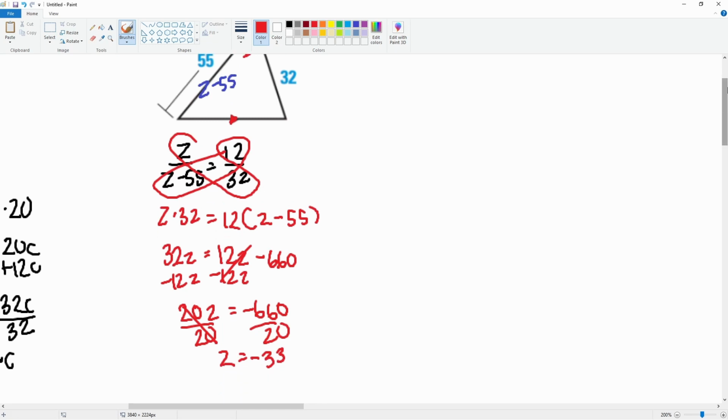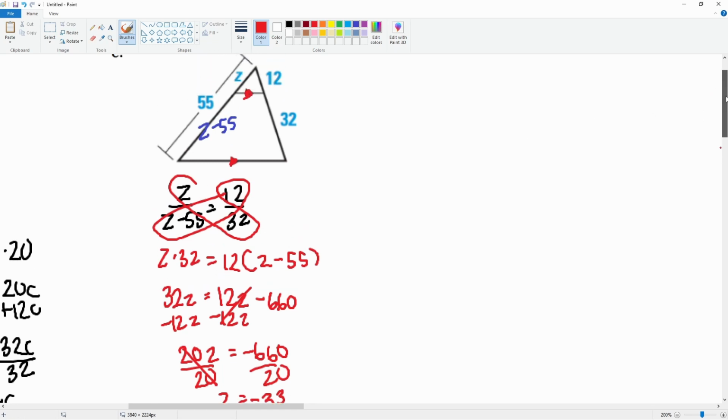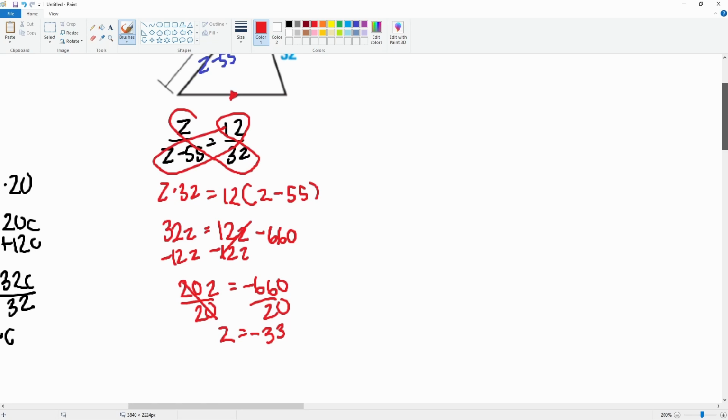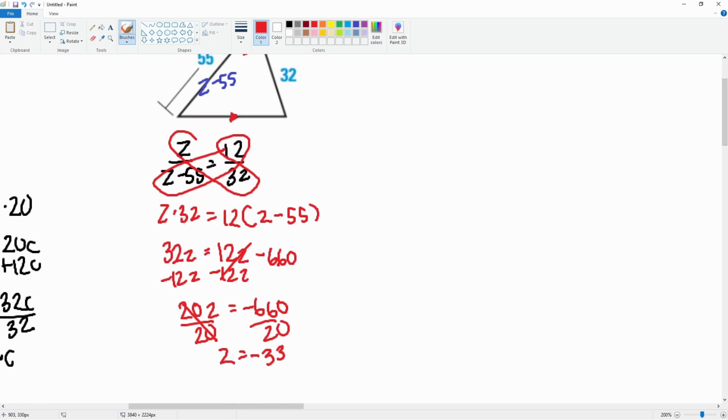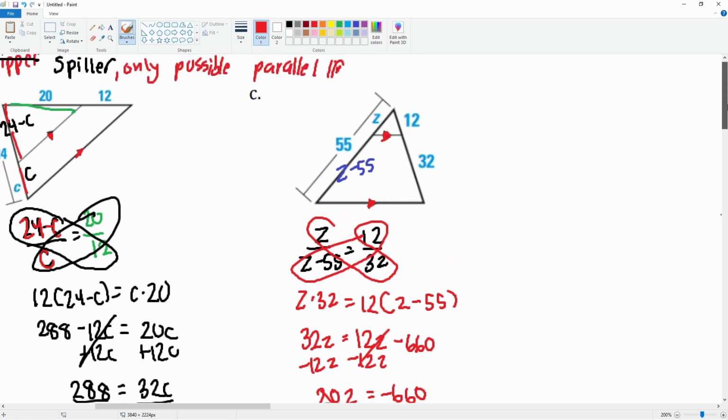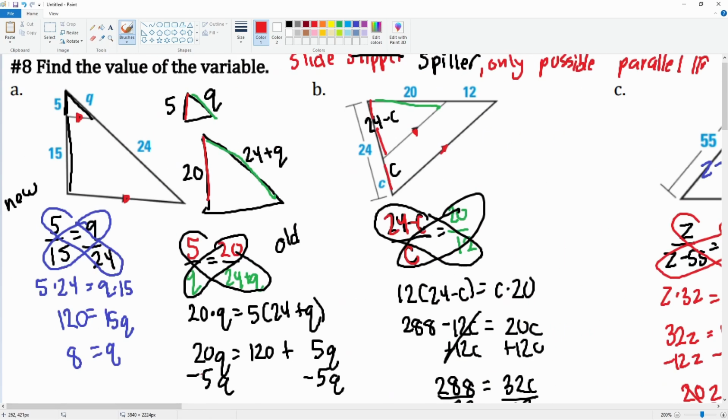Let me double check. It's late at night. Give me a break. Okay, so let me double check. 12 over 32, z over z minus 55. Okay, so we have z times 32, 32z. We have 12 times z and 12 times negative 55. That's negative 660. Okay, minus 12z, minus 12z. 32 minus 12 is 20. Good. Negative 660 divided by 20. Yep, that looks right. I double checked the numbers. Okay, that's weird. Z is apparently a negative number here. Okay, all right, there you go. That's how you find the values.